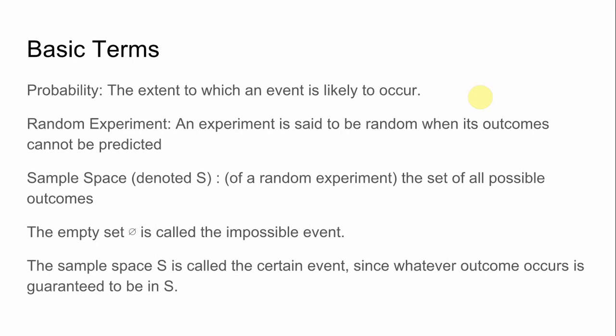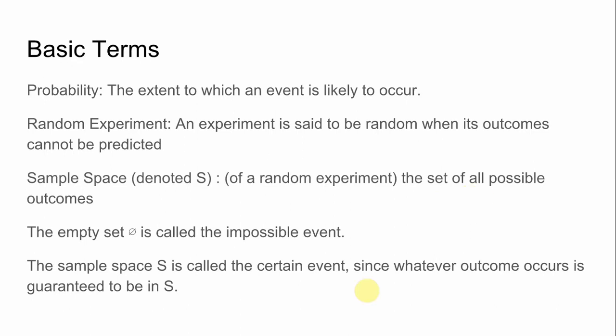Random experiment. An experiment is said to be random when its outcomes cannot be predicted. When you roll a die, you never know what number you'll get. It's unpredictable. Sample space: the set of all possible outcomes.